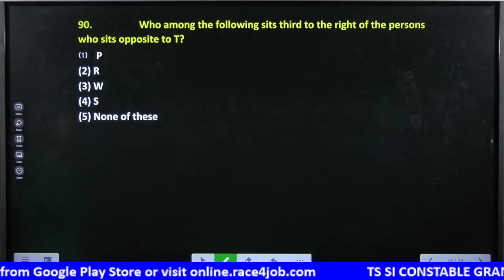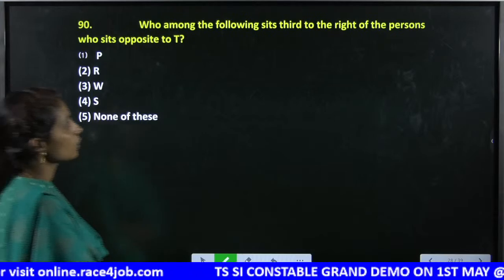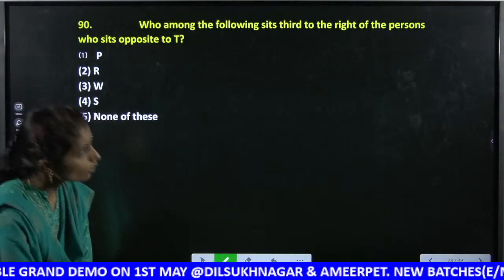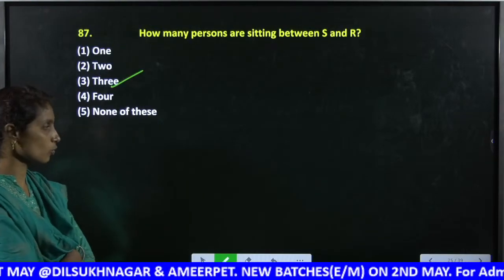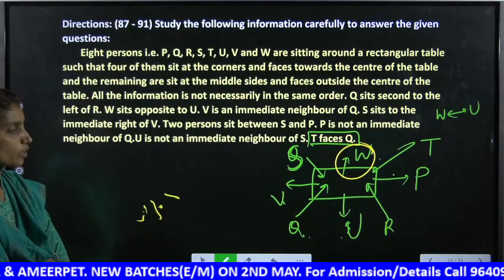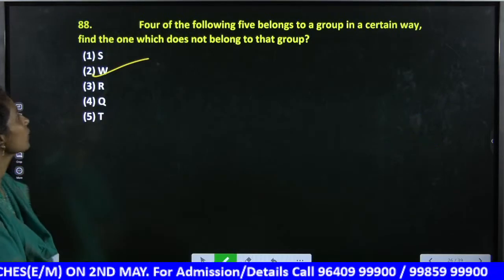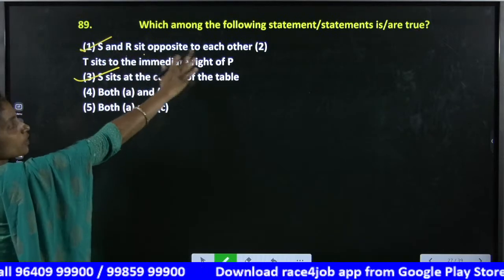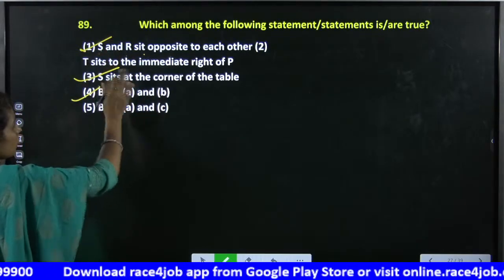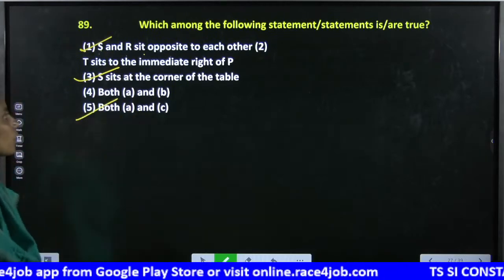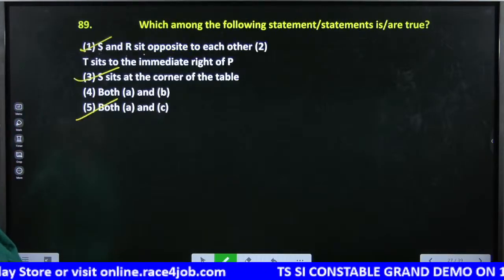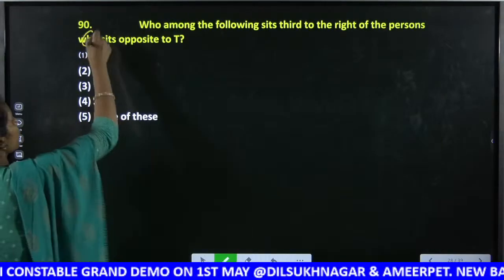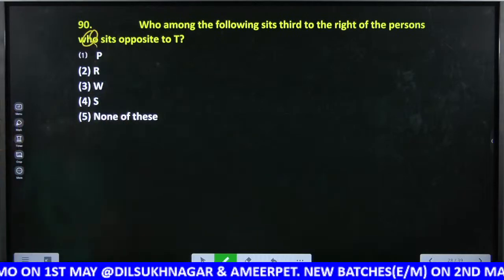Next. Who among the following sits third to the right of the person who sits opposite to T? First check who is opposite to T. Opposite to T is Q. Here we consider them sitting opposite to each other. Option 5. Q sits opposite to T.